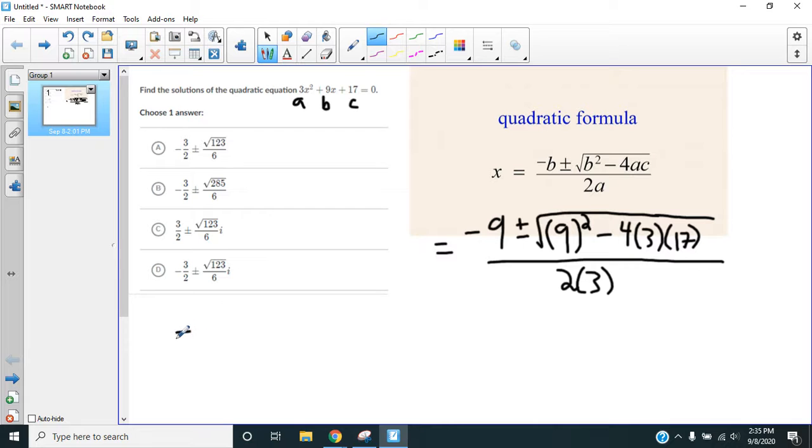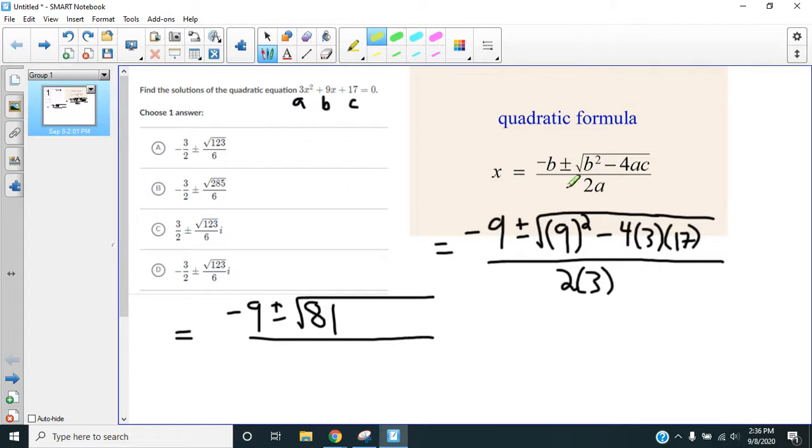Over here, I'm going to reduce everything. I'm going to simplify. So negative 9. In order to simplify all this, I have to follow the order of operations. So I have to do what's under the square root first. I have to multiply everything together first. So I'm going to start with 9 squared. 9 squared is 81.